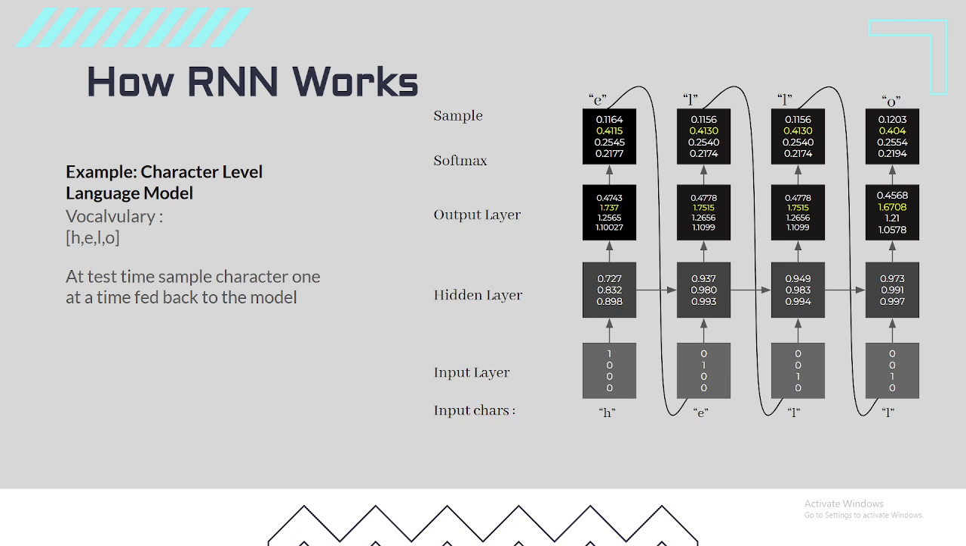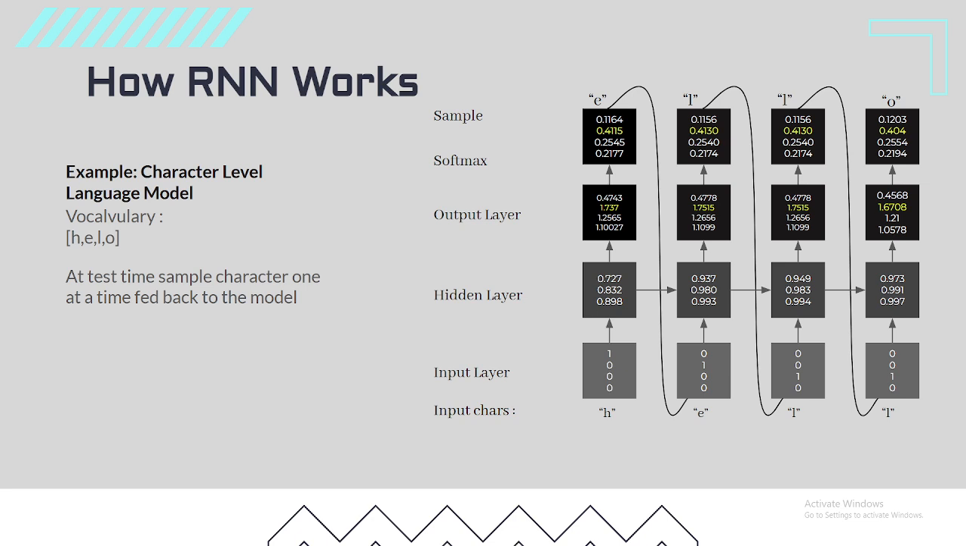The output layer gives us raw scores for each character, not probabilities. Yes. These raw values go through a softmax function, turning them into probabilities. For example, here we get something like 0.1164, 0.4115, 0.254, 0.2177. Step 3, sampling. Now comes the sampling step. Out of the softmax probabilities, we randomly choose the next character. Let's say the model picks E.